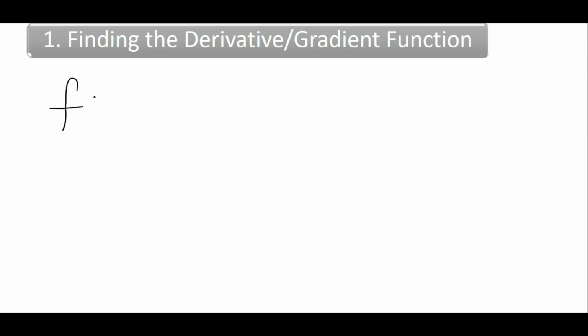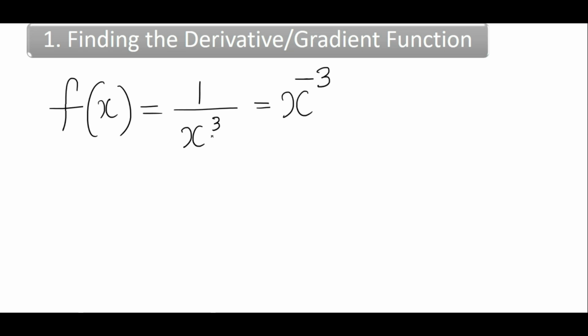Taking you to what if f of x is equal to 1 over x to the power 3. In this case, you should know that 1 over x to the power 3 can be written as x to the power of minus 3. So when you shift from the denominator to the numerator or from the numerator to the denominator, the sign of the power changes. So here it is positive.